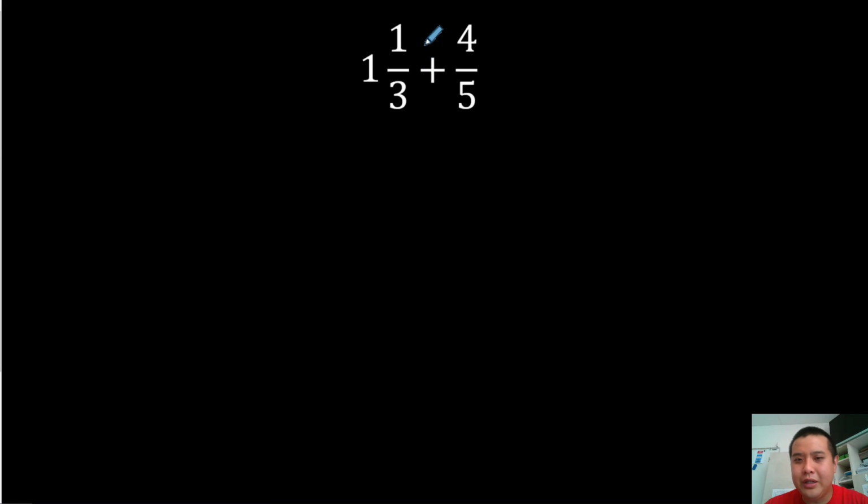Our first example is 1 1/3 plus 4/5. Whenever we come across an example like this, our first thing that we want to do is estimate what our answer should be. That way we can check our estimate with our actual final answer and see if they're pretty close. If they're not close, then we either estimated wrong or we got our final answer incorrectly, and we can start using our critical thinking to see which one it is.